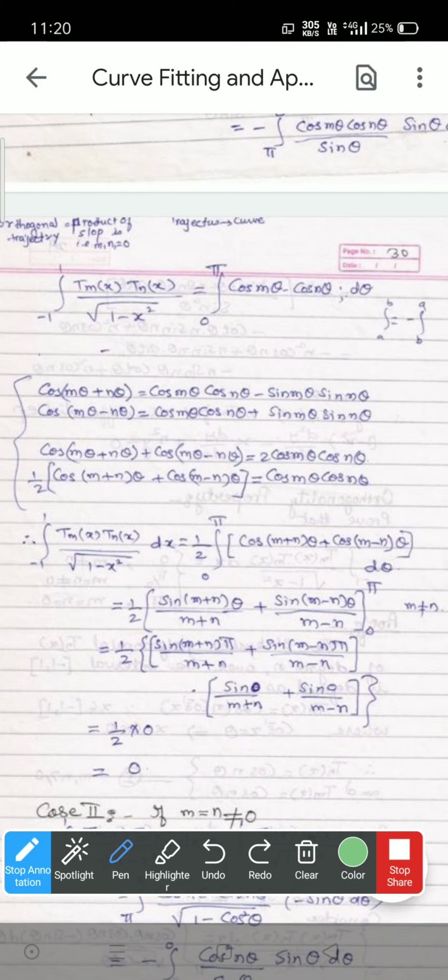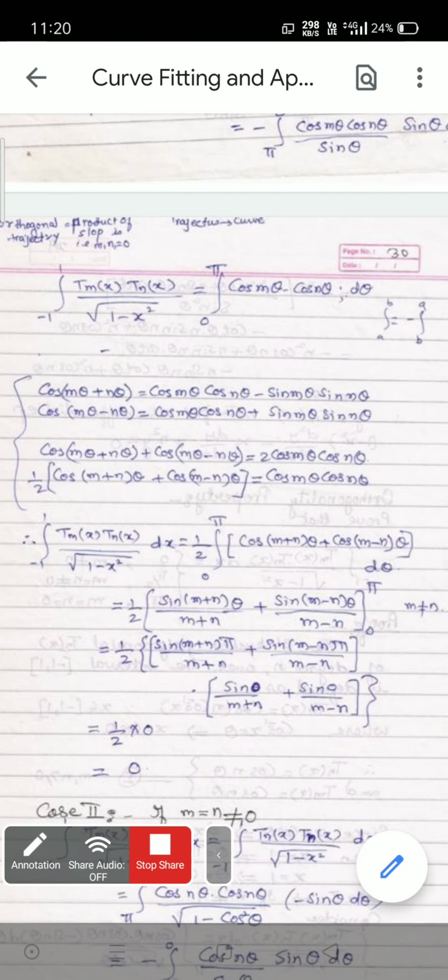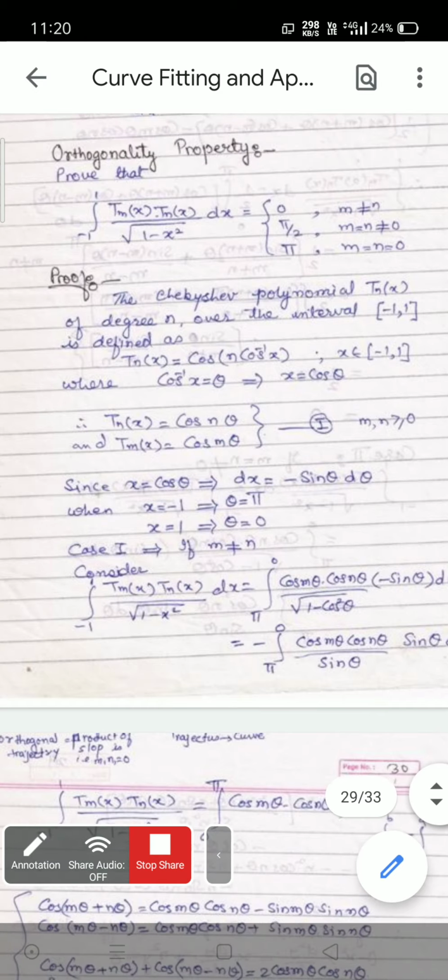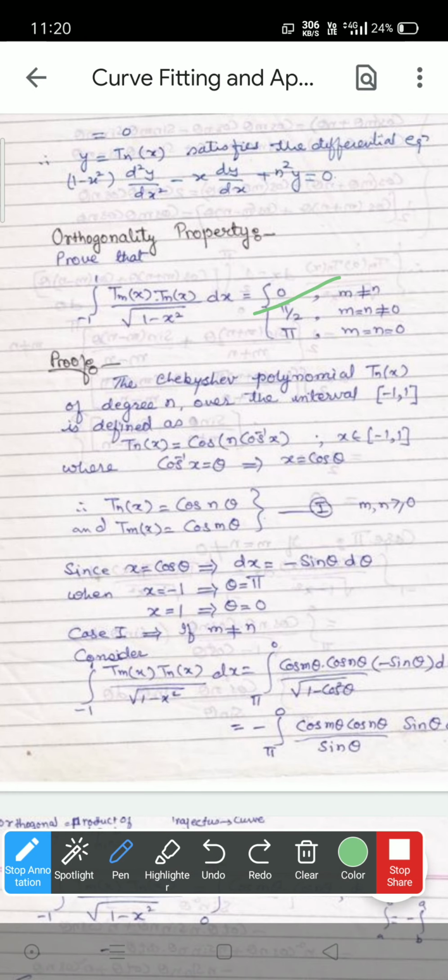So pi, plus sine of (m minus n) pi divided by (m minus n), but sine of 0 is equal to 0. So these terms are not written here. These terms are 0. So 1/2 into 0 is equal to 0. So this first part we have proved: this is 0 if m is not equal to n.